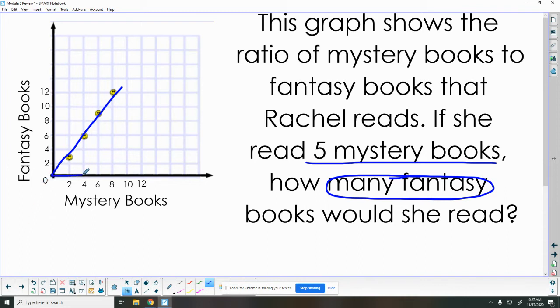So I know when she reads 4 mystery. So we're going to compare mystery and fantasy. So when she reads 4 mystery, 1, 2, 3, 4, she reads 6 fantasy. 4 mystery, 6 fantasy puts us right here on this dot. But I want to know when she reads 5 mysteries, how many fantasies that is. So we're going to come here and crisscross multiply and divide by 4. Let's go ahead and try that problem.